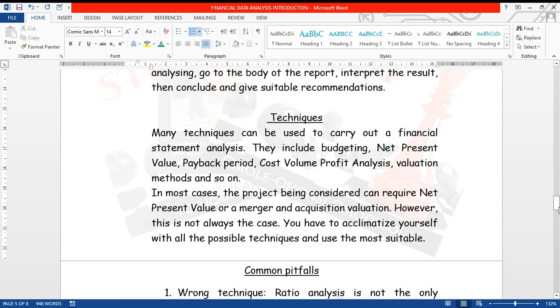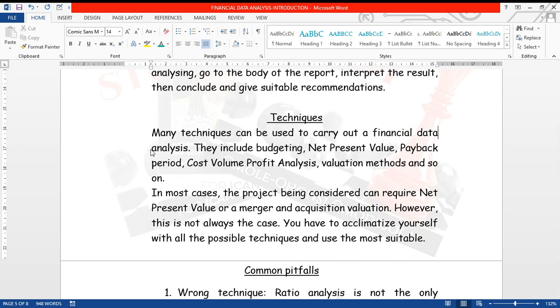My dear friend, my dear future chartered accountant, there are many techniques that can be used to carry out a financial statement analysis, financial data analysis. There are many, many tools that you can use. They include net present value, payback period, cost volume profit analysis, valuation methods, and so on. There are so many unending techniques. So please don't just think everything is net present value.